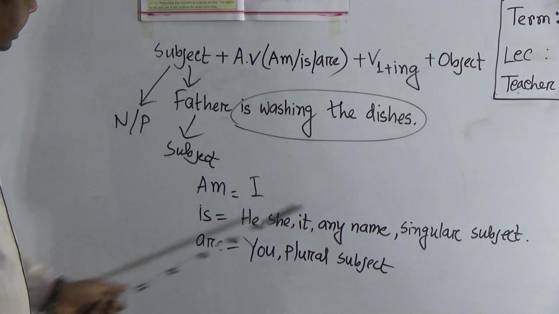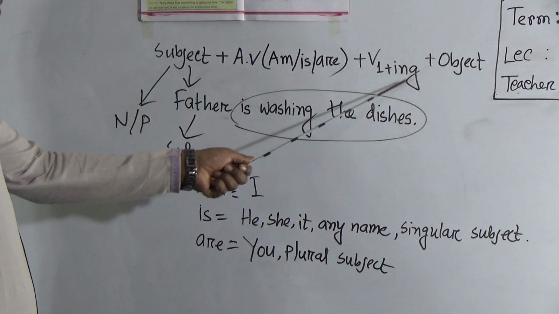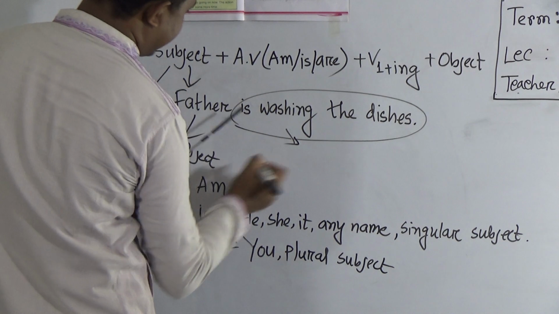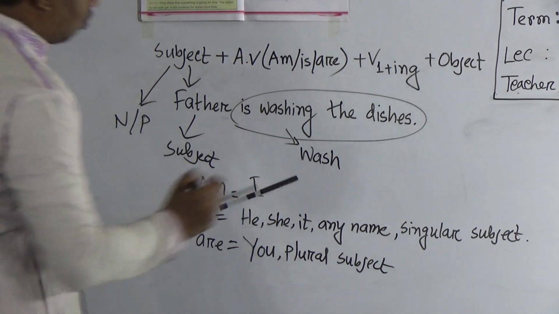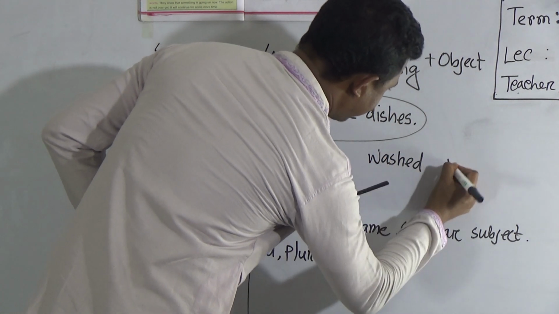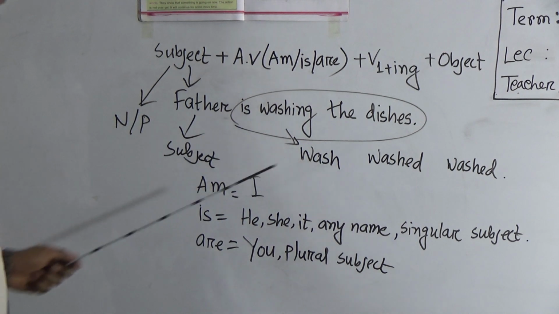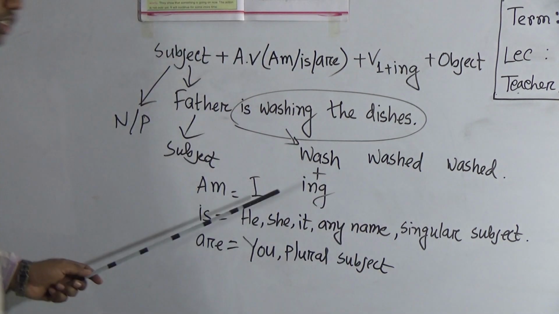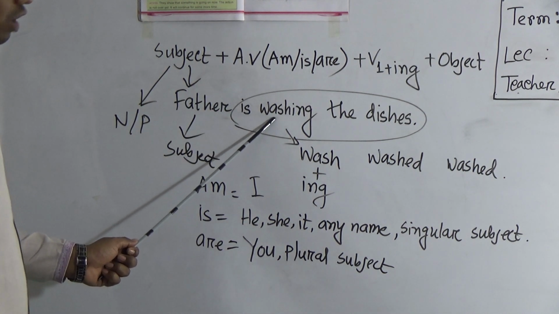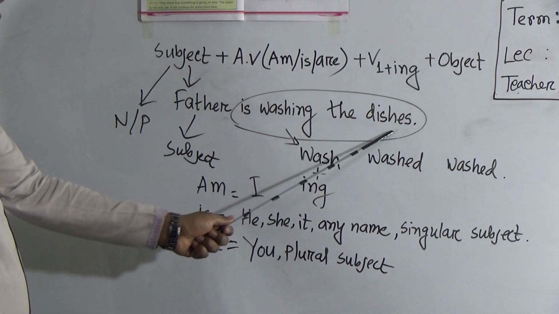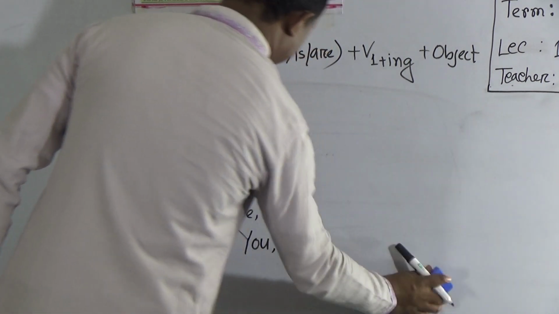Students, I think up to this it's clear, up to auxiliary verb. Then you will have to add V1, that means the present form of the verb, plus ing. Dear students, in this sentence, washing, wash is the main verb. So it's in the present form. We have to add an extra ing because it's continuous tense, present continuous tense. So first of all give subject, then give auxiliary verb, then give V1 plus ing, then the object. The dishes is the object. So I think this portion is clear to you. That means the structure is clear to you.